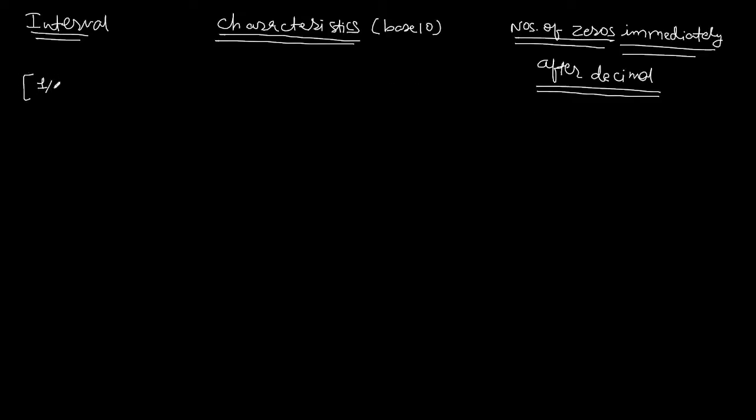This is 1 by 10 to 1. If you do log base 10, it will be 0.1. Log base 10 of 0.1 is minus 1. So characteristic will be minus 1, and the decimal after the point is 0. Similarly, from 1 by 100 to 1 by 10, it will be minus 2. This is 1.